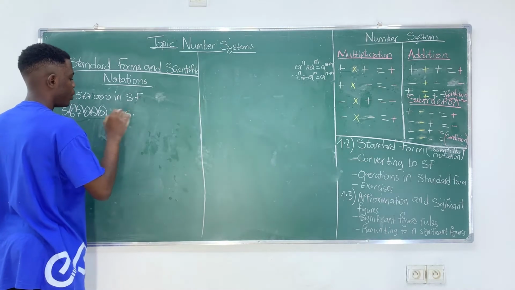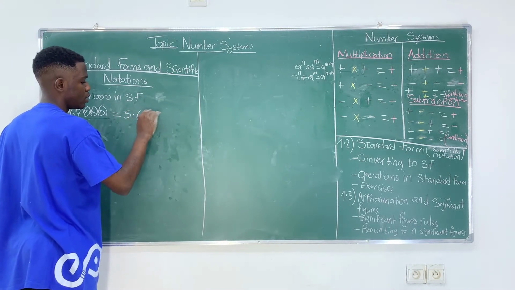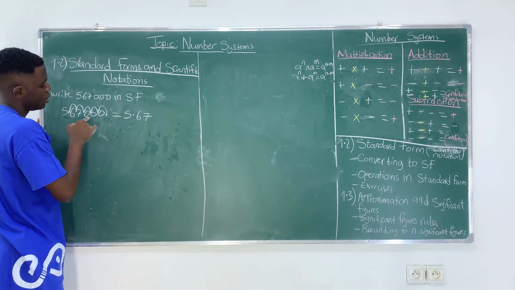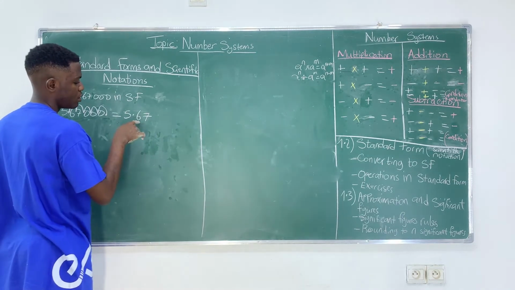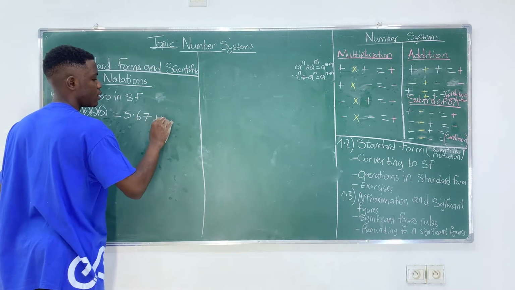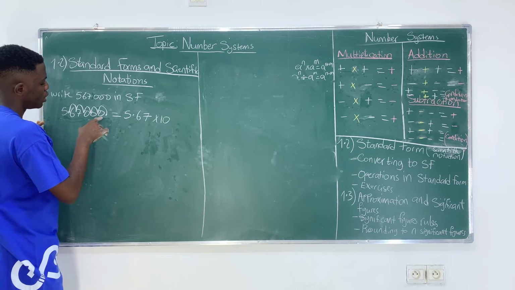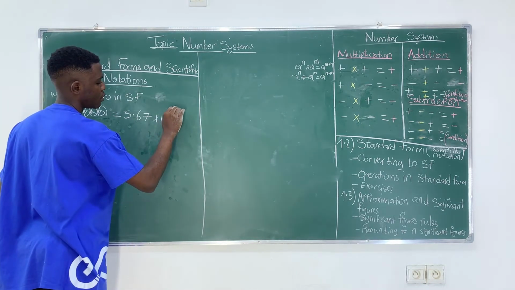So I'll have 5 point, I'll write the 2 digits I see, 6, 7. After it, I have no other non-zero digit. 6, 7. Okay, I write it times 10 to the power 1, 2, 3, 4, 5. 5.